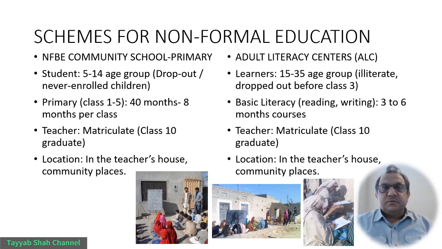The government has introduced some national schemes for non-formal education. Non-formal basic education community schools are providing a second chance to out-of-school children of the 5 to 14 age group to complete their primary education within 40 months without any break. On the other hand, the rural literacy centers are providing learning opportunities to illiterates of the 15 to 35 age group by conducting 3 to 6 month courses.